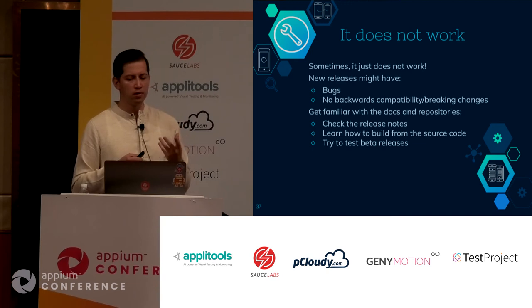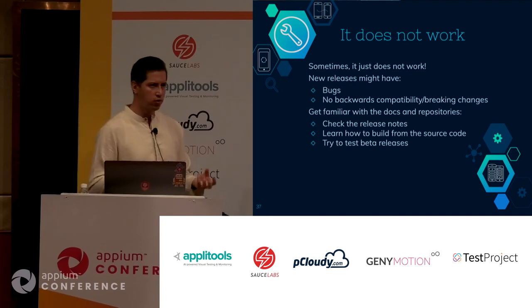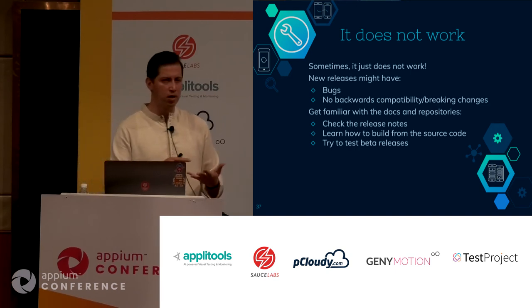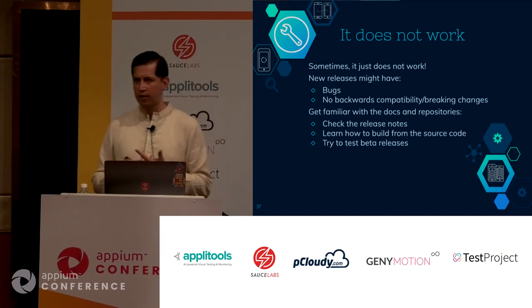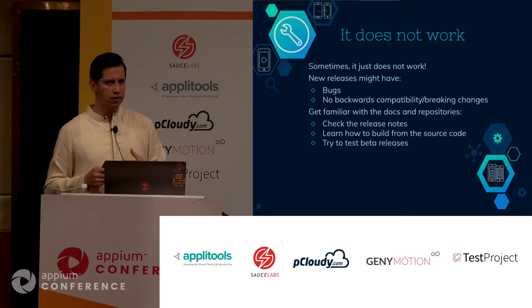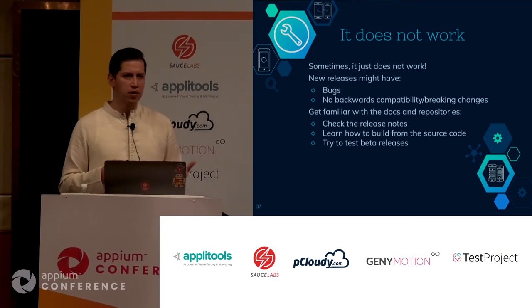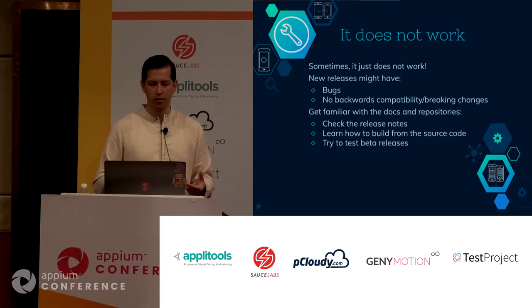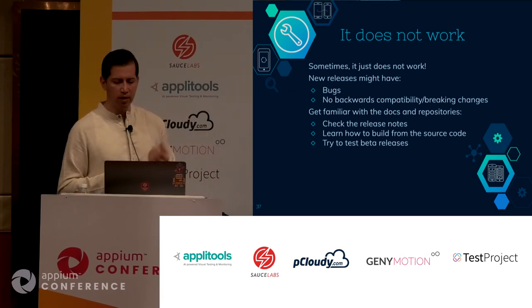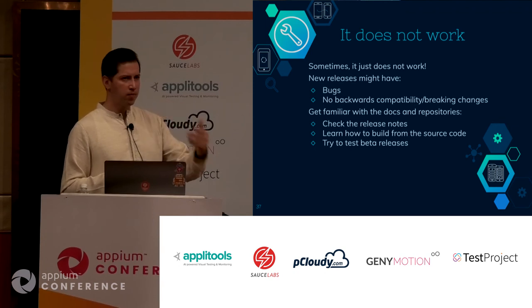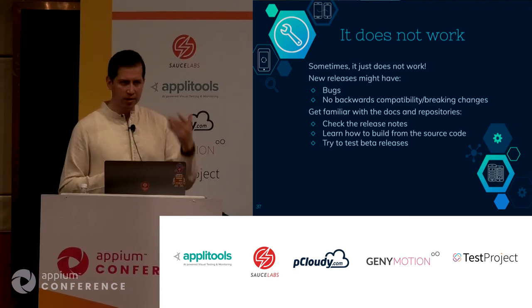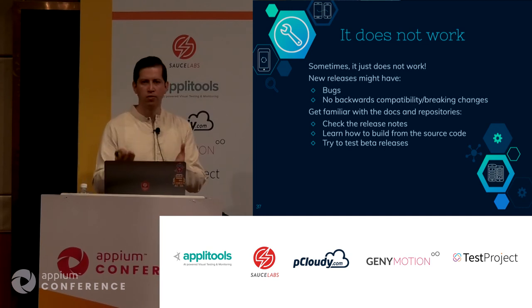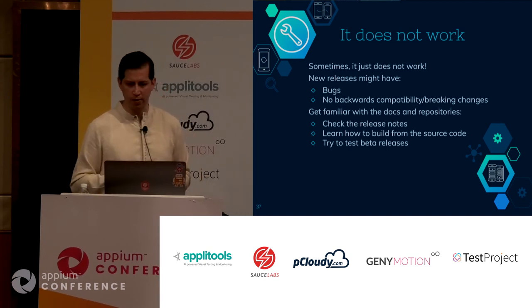And also, we need to learn how to build the infrastructure from source code. If we are using Selenium Grid, we should learn how to build it from source code. Same thing for Appium, understand how the structure of the project is, because in that knowledge lies the good service of the infrastructure. And one important thing is that since we're keeping an eye on releases, let's try to test the betas. That's where we will find what could break or what could work in our infrastructure.